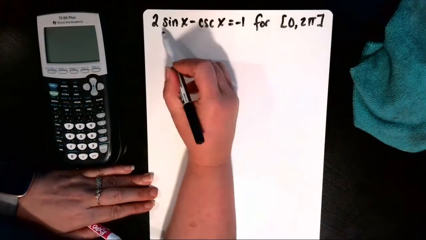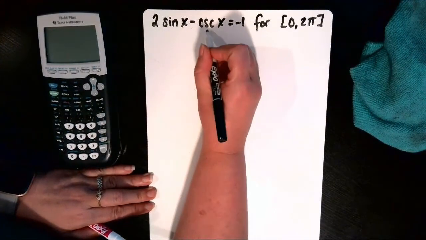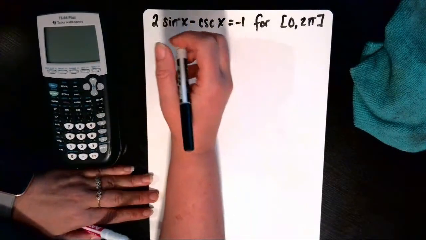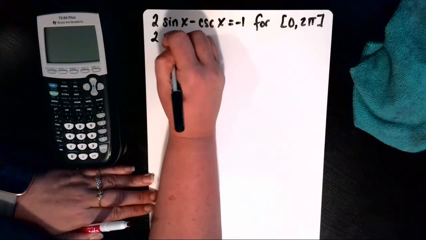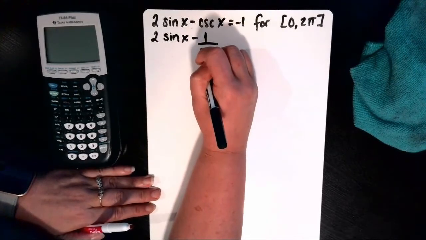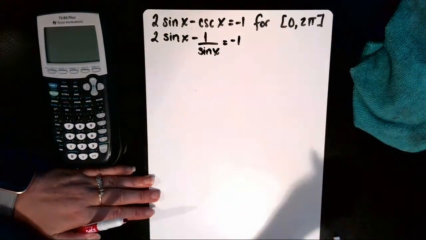So first thing we want to do is rewrite this all in the same trig function. So we're going to use a reciprocal identity to change this cosecant of x into a sine of x. So that will give us 2 sine of x minus 1 divided by sine of x, and that equals -1.